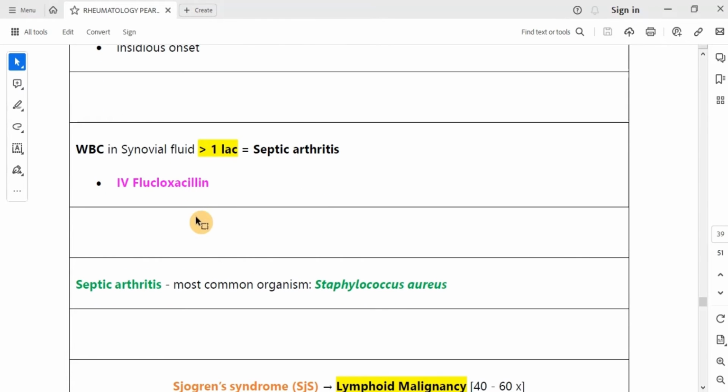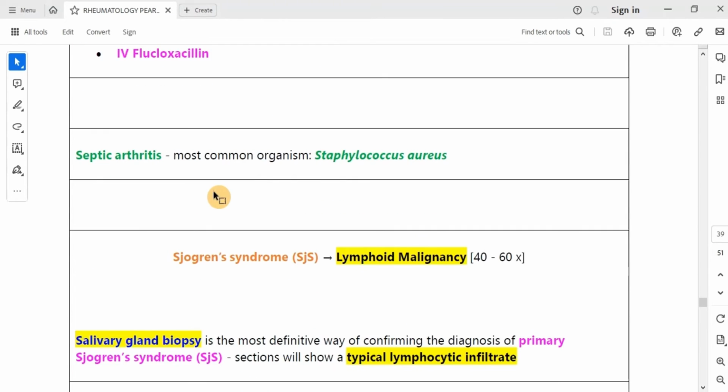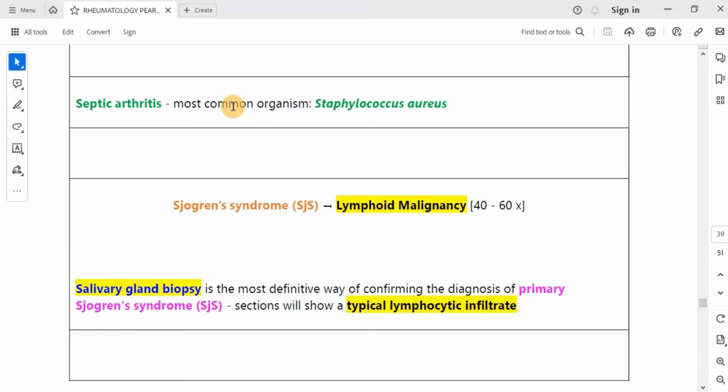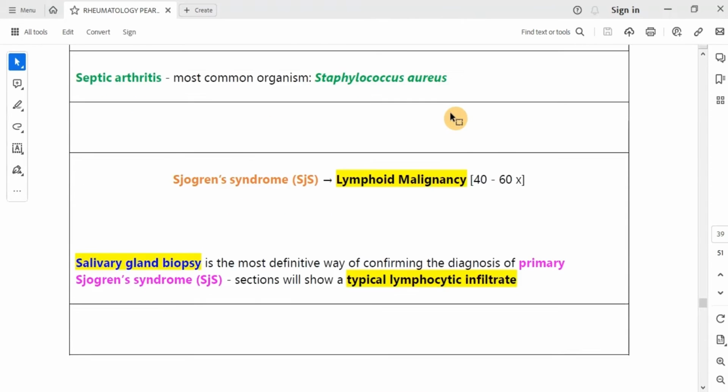So, white blood cell count in the synovial fluid: if the count is greater than 100,000, then this is highly suggestive of septic arthritis. And the commonest organism for septic arthritis is Staph aureus. So we should start treatment with IV flucloxacillin 2 gram 4 times daily for 1 to 2 weeks. Depending on the culture and sensitivity, we can change the antibiotics. And if there is no response to IV flucloxacillin, in the second stage, we can go for IV co-amoxiclav. So septic arthritis, the most common organism is Staphylococcus aureus.